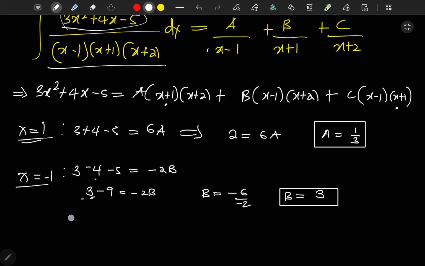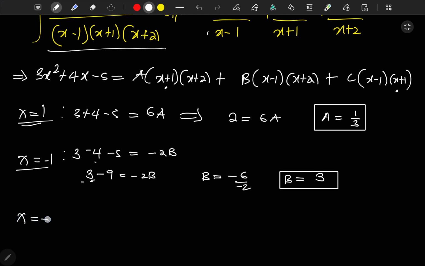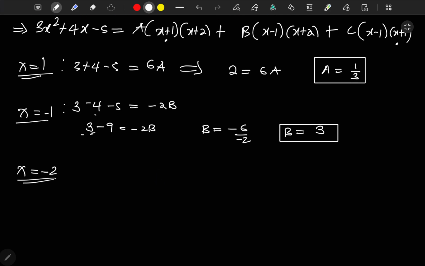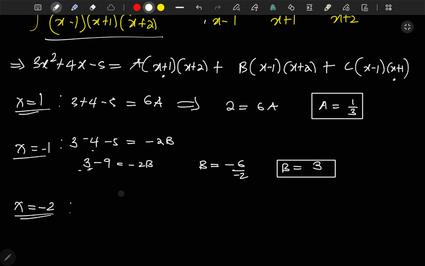Let's now find the other one, which is C. We set x equal to negative 2, because if you equate x plus 2 to 0, x is equal to negative 2. So let's put negative 2 here. That will be 3 times 4, which gives 12. Then 4 times negative 2 is negative 8, minus 5. Where there's x plus 2, I'll be getting 0. So I'll remain here with C. If I put negative 2 here, this becomes negative 3. If I put negative 2 here, this becomes negative 1. So negative 1 times negative 3 gives 3. So 3C.